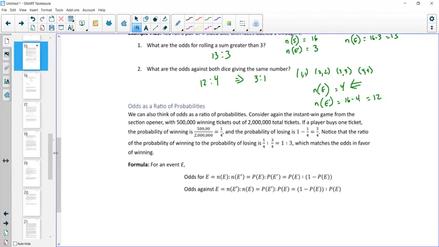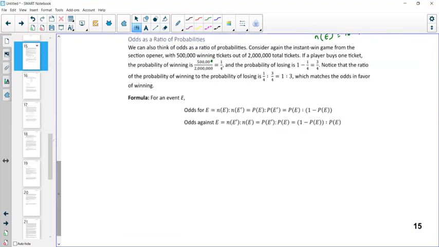So now let's talk about odds as a ratio of probabilities. You can also think of odds as a ratio of probabilities. Consider, again, our instant win ticket game from the section opener. With 500,000 winning tickets out of 2 million total tickets, if a player buys one ticket, the probability of winning is 500,000 over 2 million, or 1/4. And the probability of losing is simply 1 minus 1/4, which is 3/4. Notice that the probability of winning to the probability of losing equals 1 to 3, which matches the odds in favor of winning.